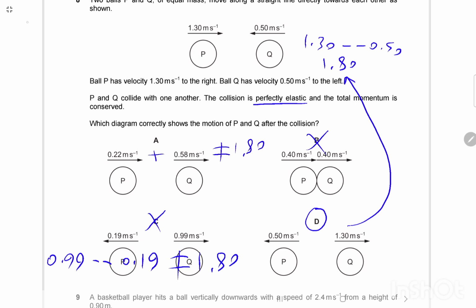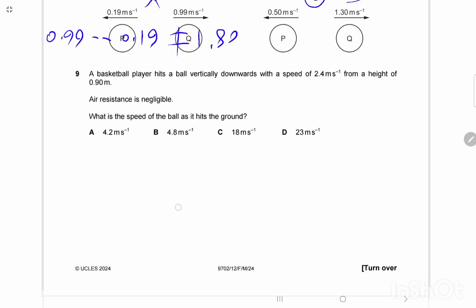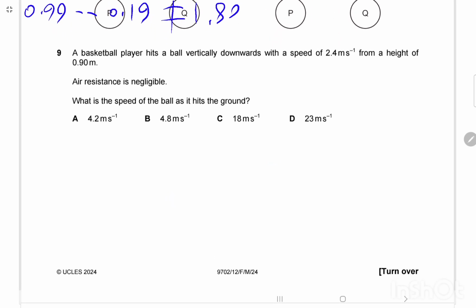Question number 9 now. A basketball player hits a ball vertically downwards with a speed of 2.4 meters per second from a height of 0.90 meters. Air resistance is negligible. What's the speed of the ball as it hits the ground?